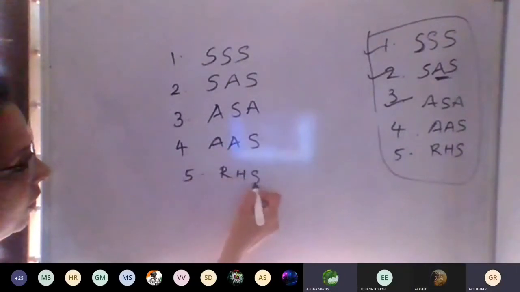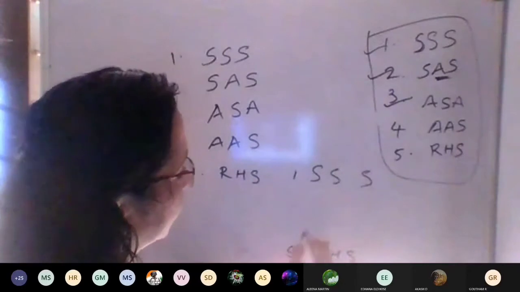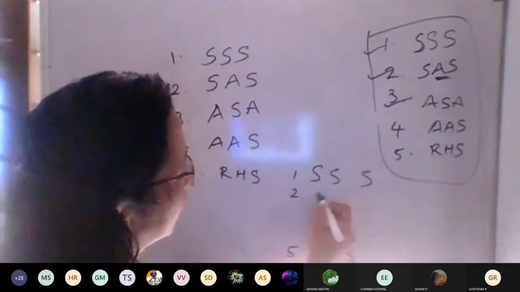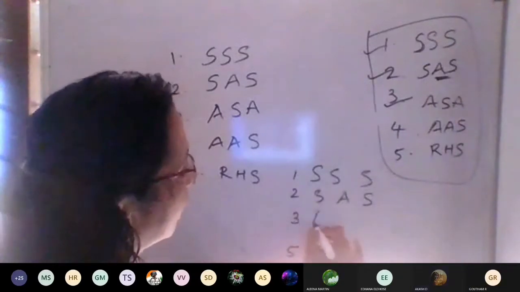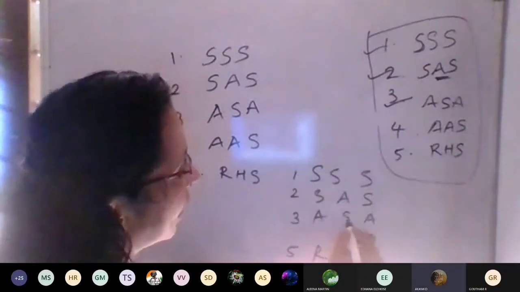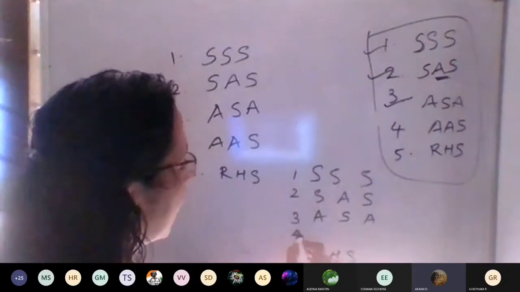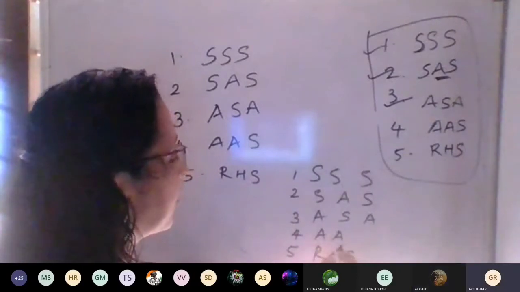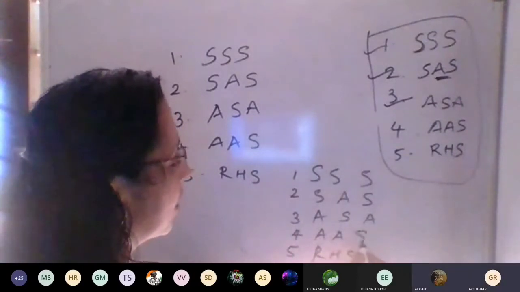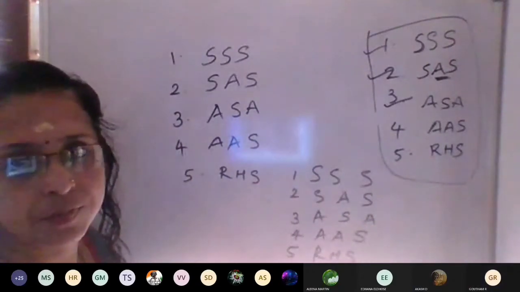RHS. So all the sides we know. Then the last one is RHS, we know. First and fifth one. Then next one will be what? Two sides and one included angle, SAS. Then next, two angles and one included side. Then the fourth one is what? Two angles and one side, any side.